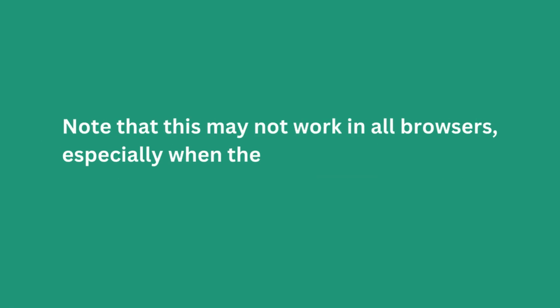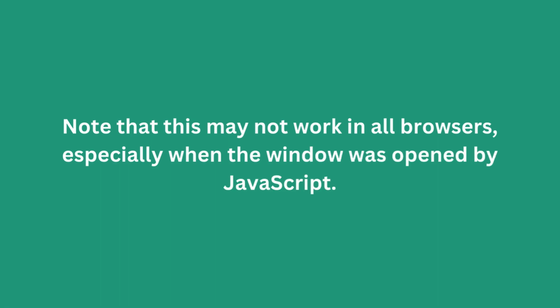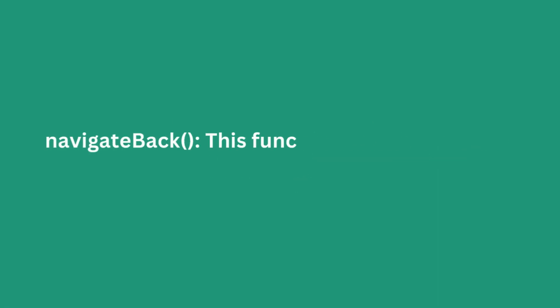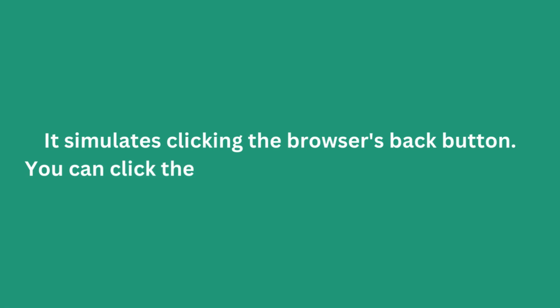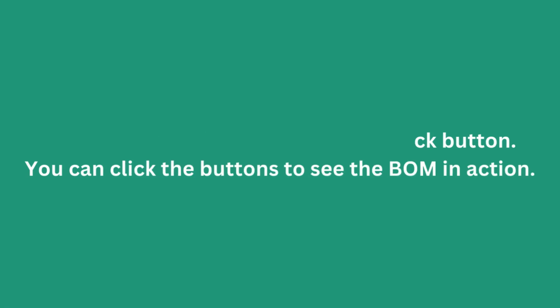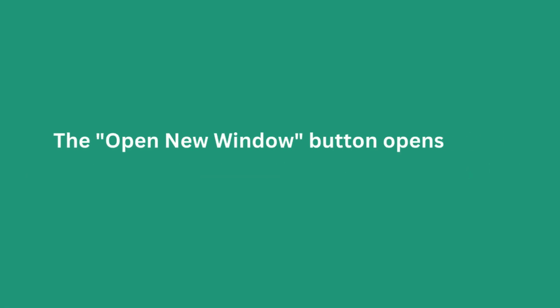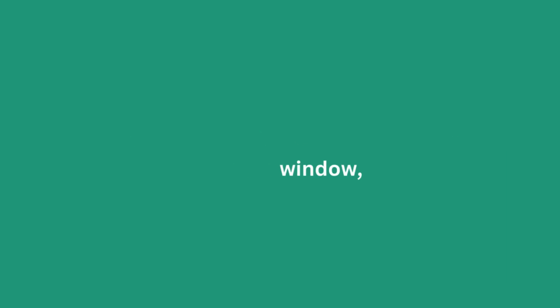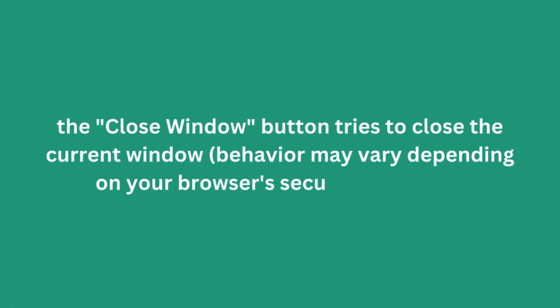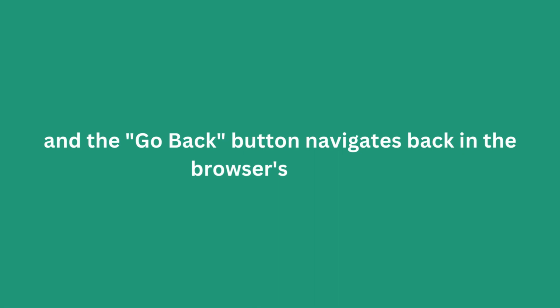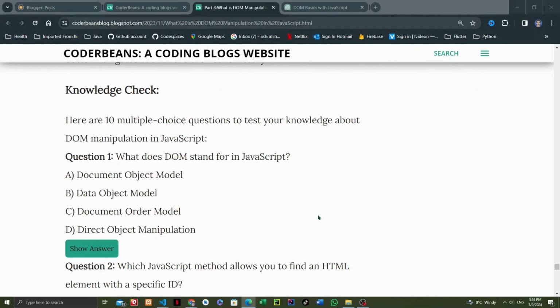Note that this may not work in all browsers, especially when the window was opened by JavaScript. Navigate back. This function navigates back in the browser's history using history.back. It simulates clicking the browser's back button. You can click the buttons to see the BOM in action. The open new window button opens a new browser window. The close window button tries to close the current window. Behavior may vary depending on your browser's security settings, and the go back button navigates back in the browser's history.